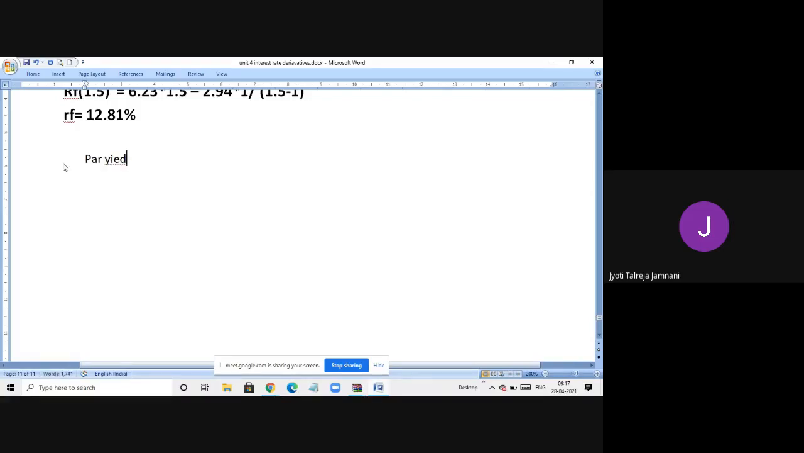Can anybody tell me the meaning of the word par? Shares are issued at par, they say, right? Par value. What is par value? Equal to face value. Correct. So here what we are going to find is that rate of interest which will make the face value and the market value same. Are you getting what I'm trying to say?